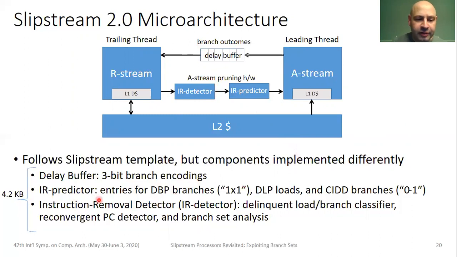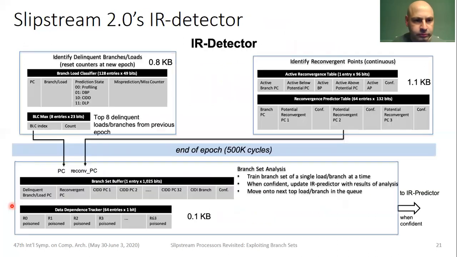The IR predictor has entries for the 3 different types of things that we need to keep track of: the branches that are targeted for DBP, the loads that are targeted for DLP, and any branches that are in the branch sets of the DBP branches and DLP loads. These are the CIDD branches. And it's the instruction removal detector, or IR detector's job, to identify delinquent loads and branches, identify reconvergent PCs of branches, and perform branch set analysis. In our implementation in the paper, these 3 components take up 4.2 kilobytes of storage.